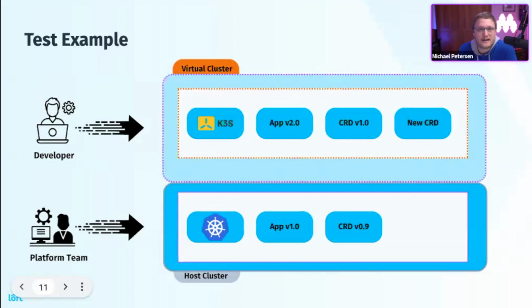Like I can run K3s in my virtual cluster, and I can have K8s as the base cluster, or I can run a different version of Kubernetes in my virtual cluster. I can have a second version of my app, so I can test that out. I can have a CRD, maybe a step up for a different version.